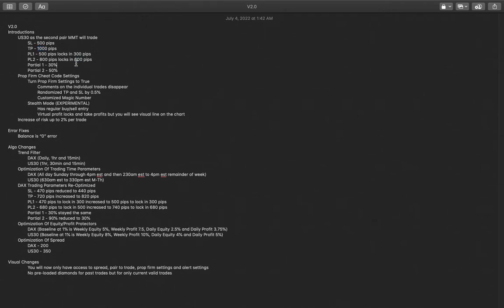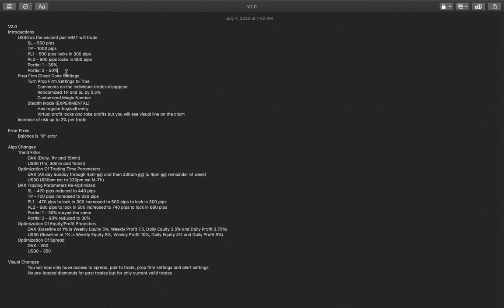All right. So that's just an example. If you're using a standard lot, I use that example because it is a round number. All right. So for those who voted, US 30 is the second pair that will be added. Stop loss, take profit, partials, and profit lock information there.